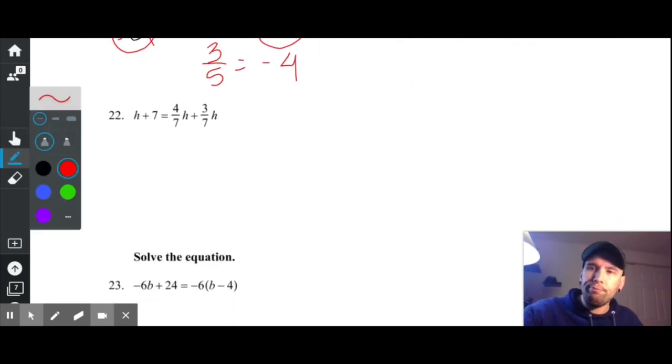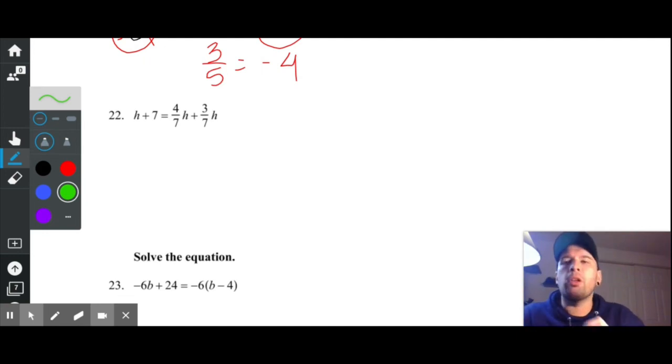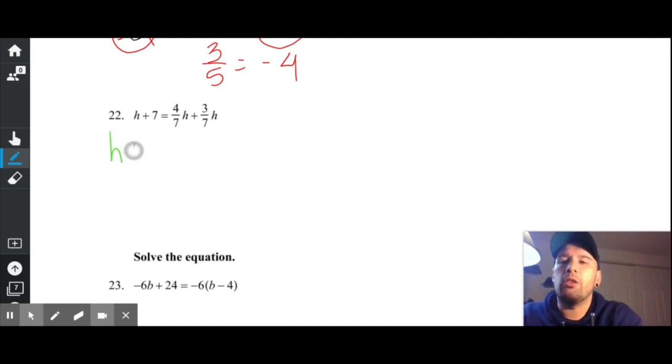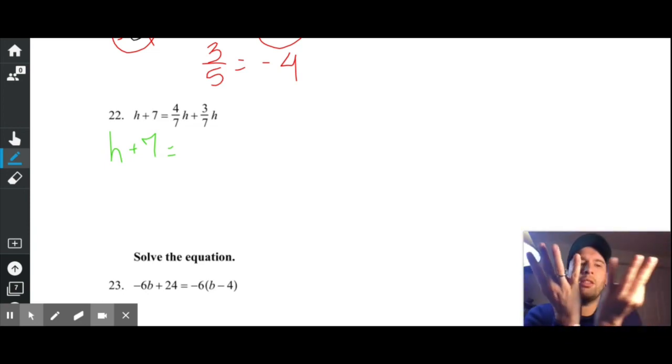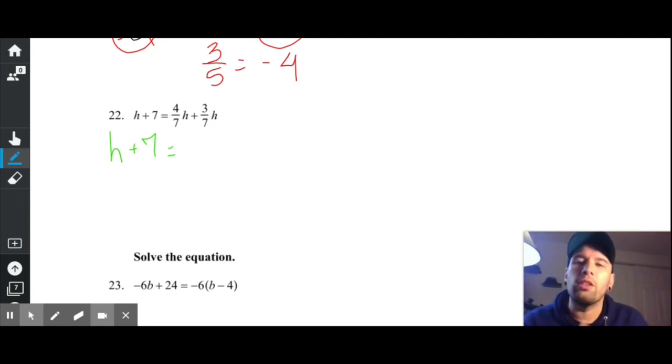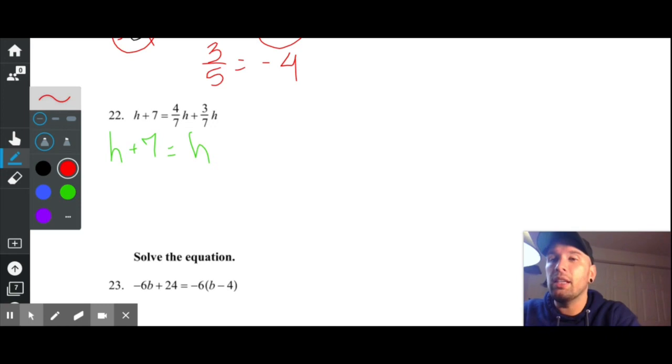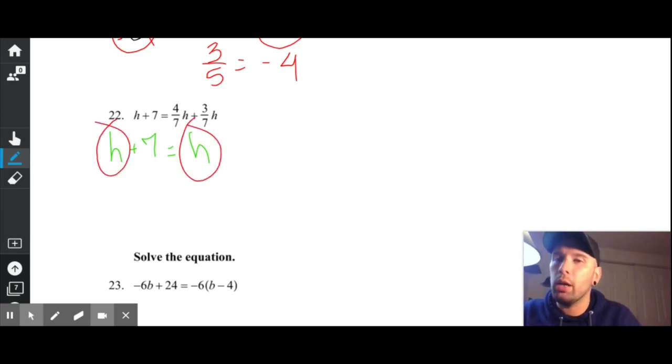All right. 22, the old Taylor Swift special. We got h plus 7 on the left. Nothing happens. H plus 7 on the left. On the right, I have 4/7 of an h plus 3/7 of an h. So if I take 4/7 and 3/7 and add them up, I have 7/7 or a whole h. And my goodness gracious, look what happens. I have an h on the left and the exact same h on the right.